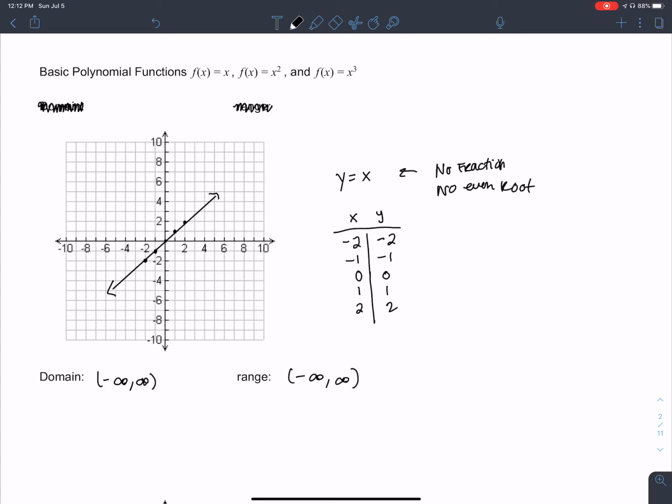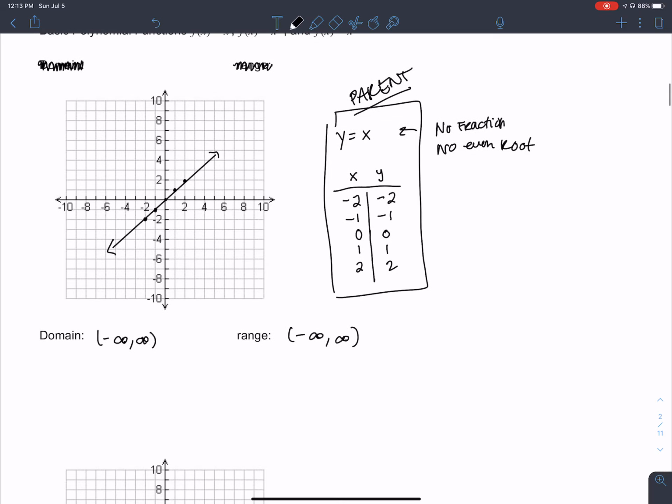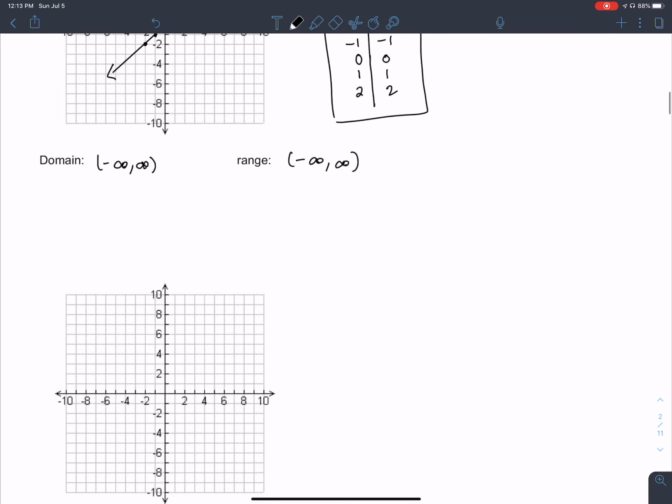Okay, so we have the table that we're always going to use for this, like, parent function, I'm going to call it. Okay, and this is the graph of that function, and the domain and range of that function. All right, let's do the next one.